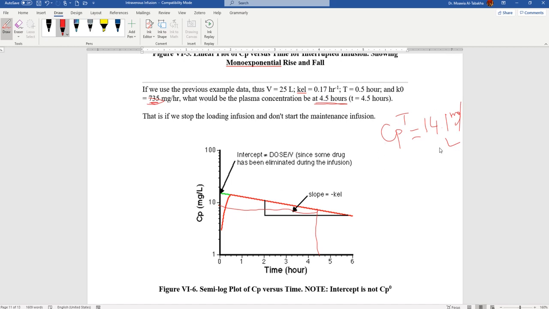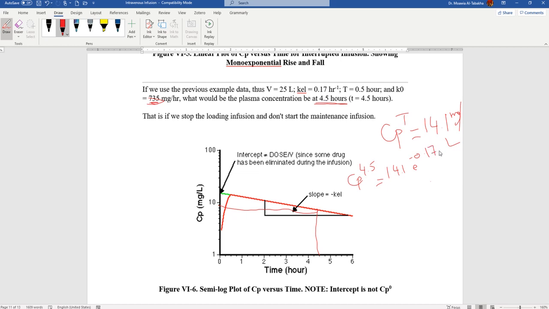Then CP at 4.5 hours will be equal to CPT capital, which is 14.1, multiplied by e to the power of minus KL, which is 0.17, right? Let us remove this because it will not show. Let me write it again. So CP at 4.5 hours is equal to 14.1, which is CPT capital, multiplied by e to the power of minus 0.17.